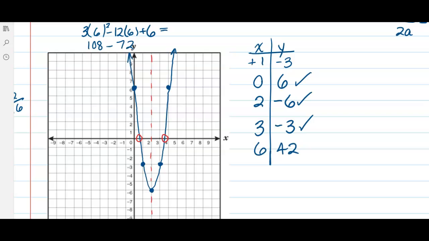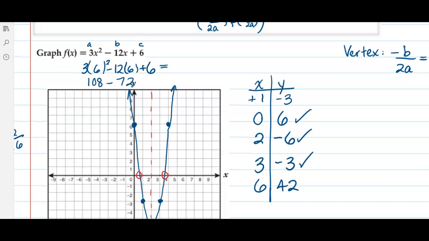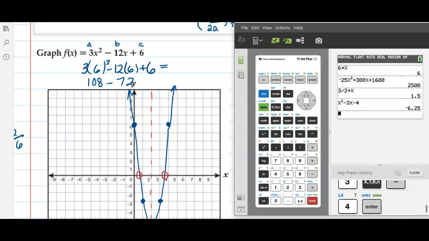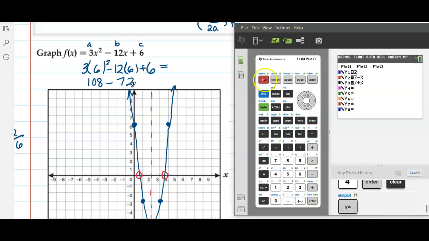If I need exact zeros, or estimated zeros rounded to the nearest hundredth maybe, or thousandth, I can take this function and graph it with graphing technology like Desmos or my TI. I'm going to show you both ways. If we start with the TI, clear out what's in our calculator. In y1, I'm going to type 3x squared minus 12x plus 6.